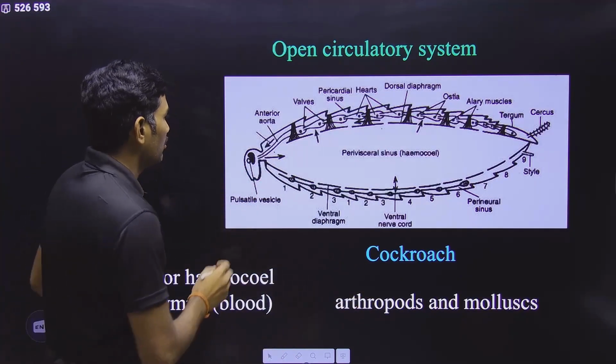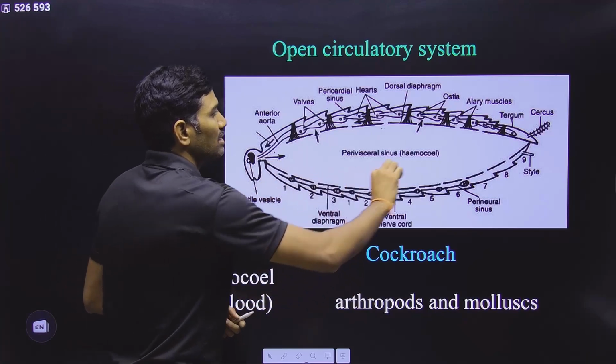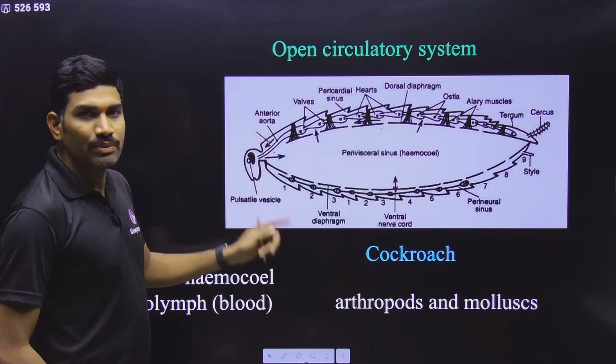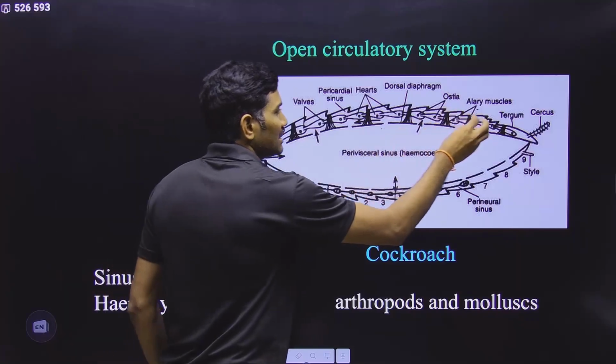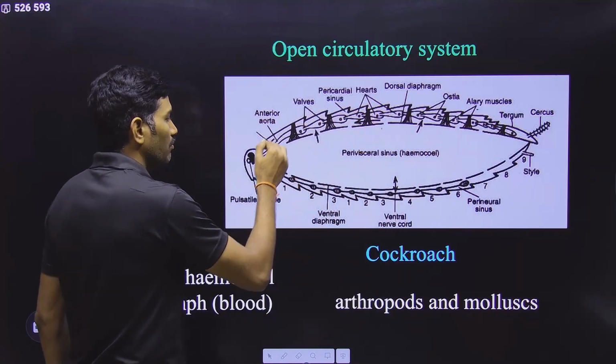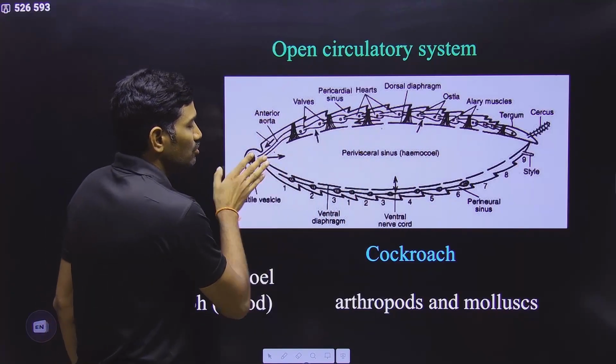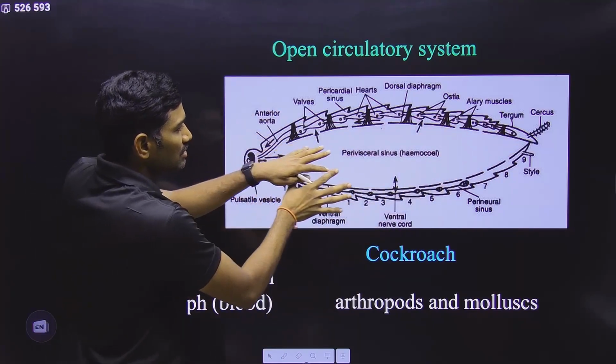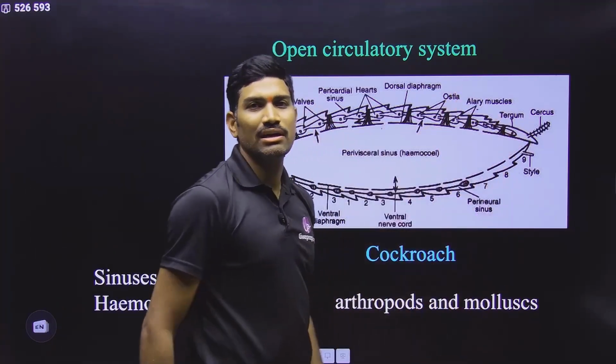That's it. Now please remember, here it is not completely closed up to the heart. It is open here. Since it is open here, what is happening? The blood that is collected in the heart is now pumped into these cavities. The body is having the cavity, and this fluid is freely moving within this body cavity.